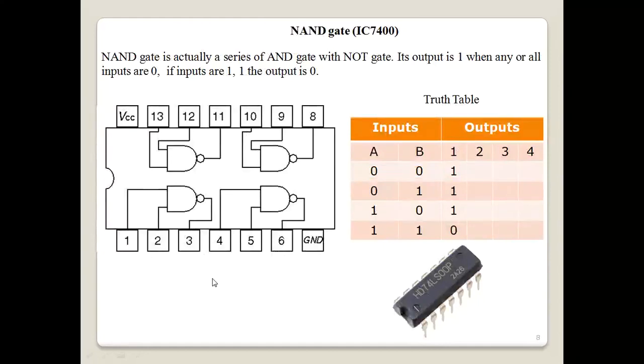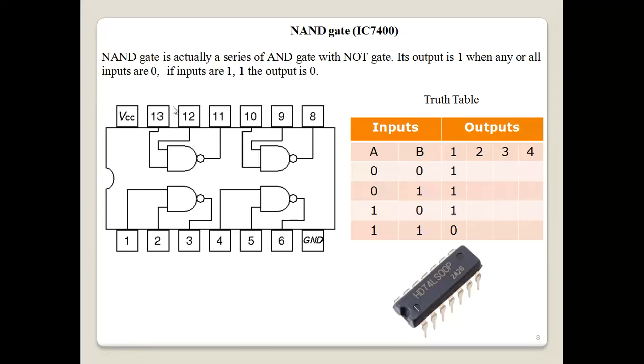Here, the NAND gate and NOR gate are called universal gates because by using the NAND gate or NOR gate, we can construct the basic gates such as AND, OR, and NOT gates. That's why the NAND and NOR gates are called universal gates. First, the NAND gate IC number is 7400. The NAND gate is actually an AND gate in series with a NOT gate.